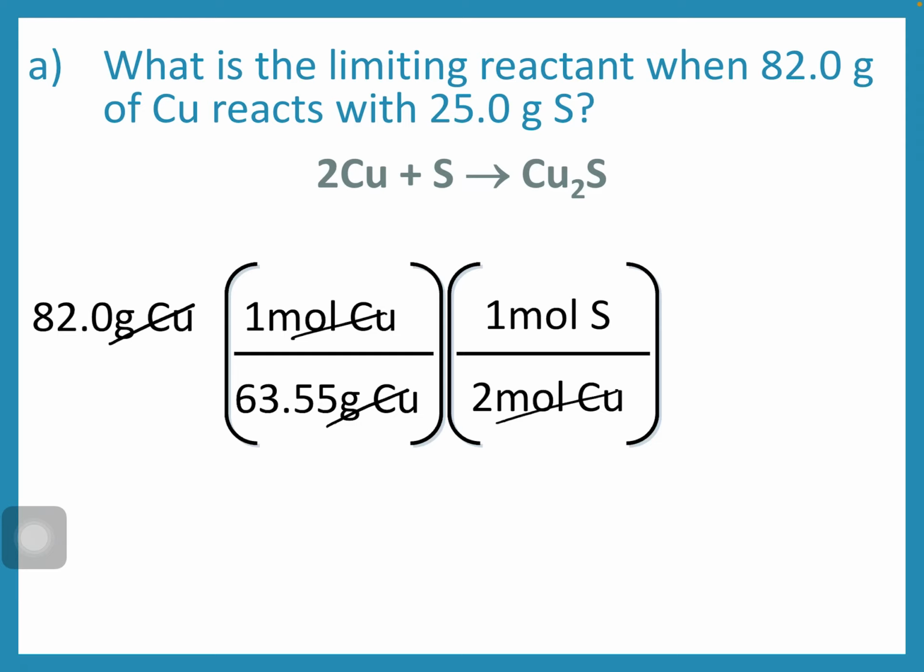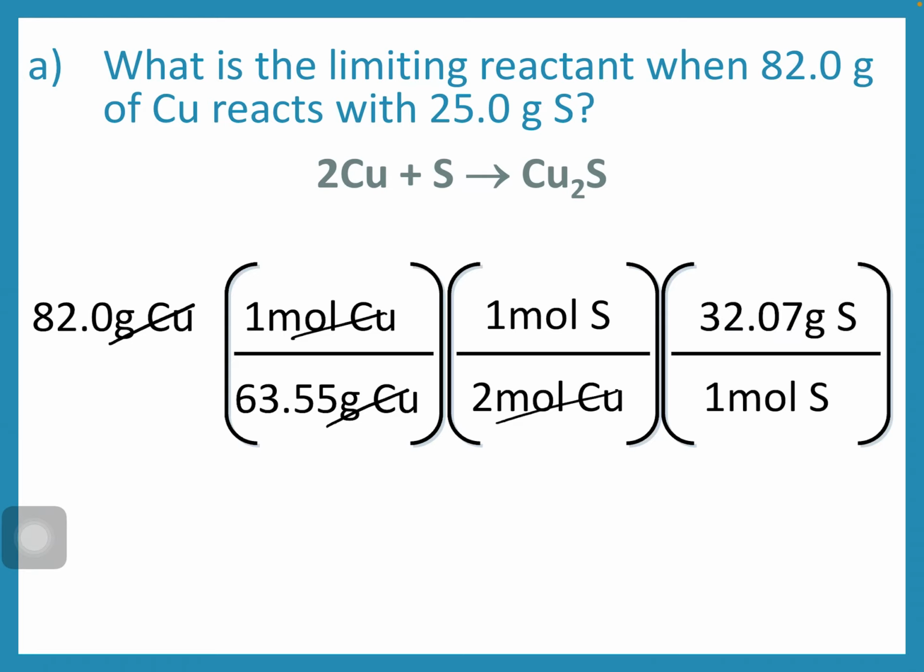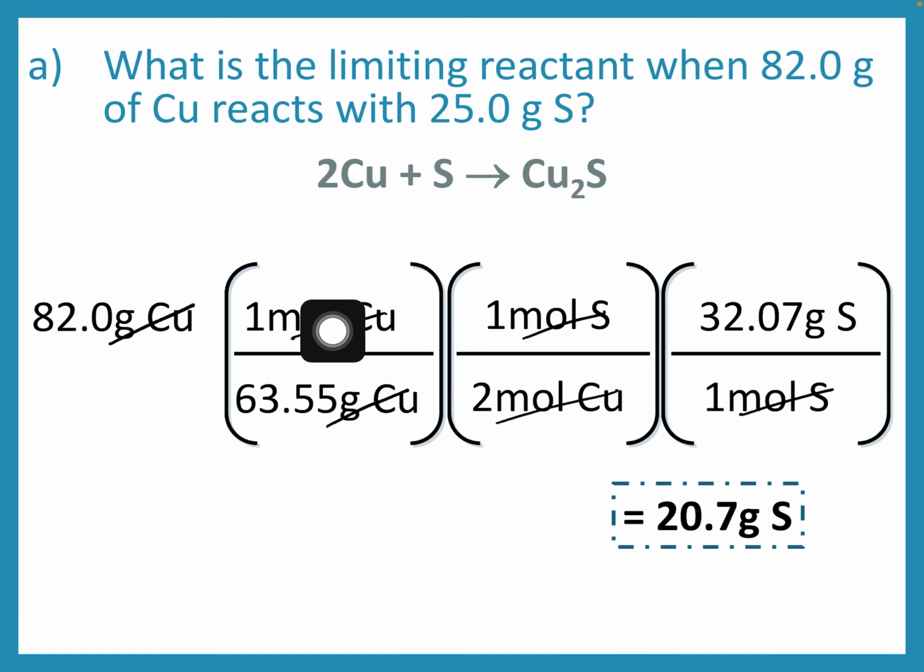Then I'm going to use the molar mass of sulfur. So for every mole of sulfur, the mass is 32.07 grams, and then that will tell me what mass of sulfur I need for 82 grams of copper. When I calculate that, I get 20.7 grams of sulfur. And so do I have 20.7 grams of sulfur? I do. I have more than that.